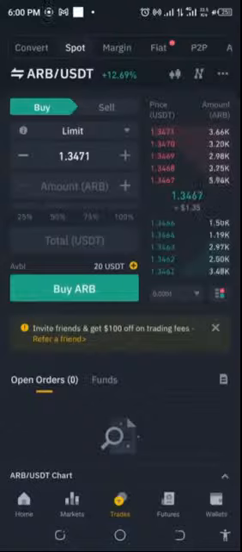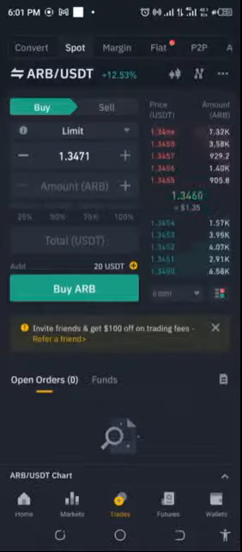Hello, and welcome back to Income Strategies, the place where you learn the skills to make money, to multiply your money, and to manage your money. Today we're on another episode of spot trading on Binance. And what are we going to be using today? We are going to be using ARB USDT.